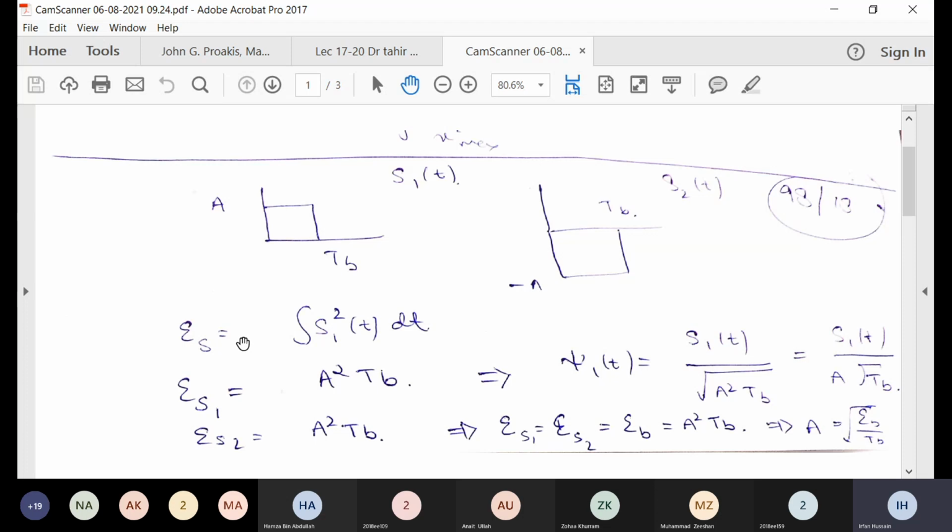So first of all, I find its energy. Its energy will be the integral of the square, so A square times TB will be its energy. Hence my psi 1 from S1 comes out to be S1 divided by the square root of the energy. This comes out to be S1 over A times the square root of TB. Similarly, you can calculate the energy of S2, which will also come out to be, this is minus A squared, so it becomes A square into TB. So hence the energies of both signals are the same.